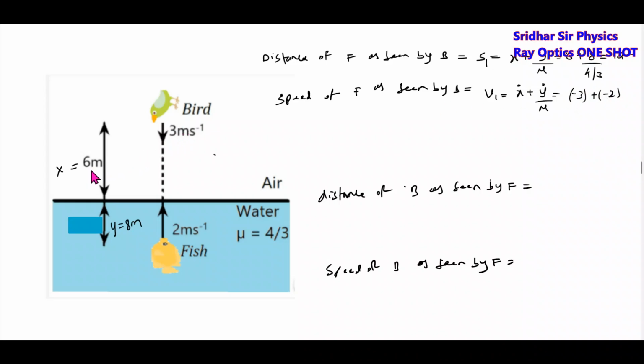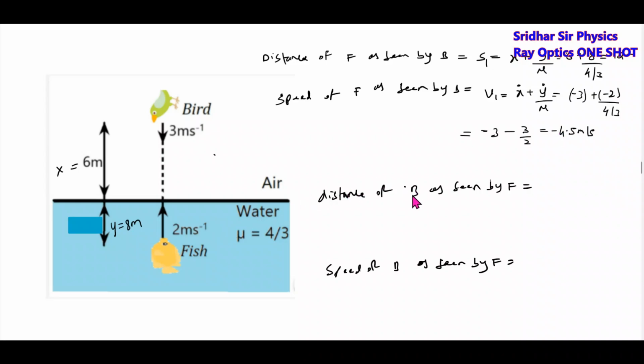Speed of the bird, dx by dt will be minus 3. dy by dt will be minus 2 because y is decreasing. Y increasing, velocity will be positive. If the fish moves away from the boundary, that velocity you should take positive. If the fish moves towards the boundary, you have to take it negative. Any distance decreases, dx by dt, dy by dt negative. Any distance increasing, it will be positive. By 4 by 3, this will be minus 3 by 2. So minus 6 minus 4.5 meters per second. That is the speed of the fish as seen by the bird.